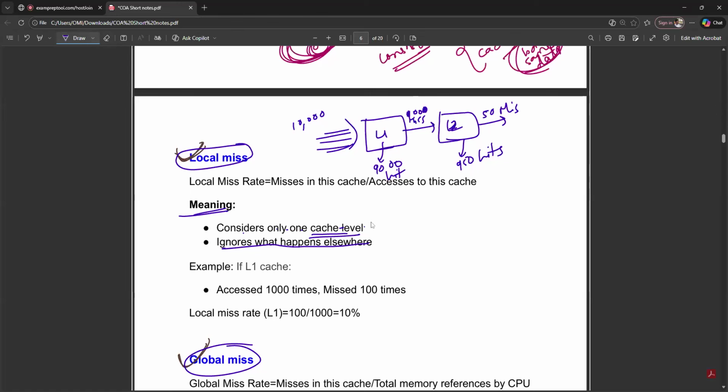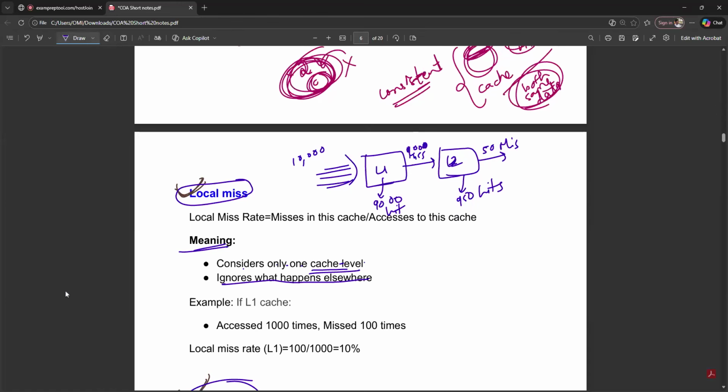Okay, so let's say this is the case that 10,000 memory references are given to the L1. So from the L1, 9,000 hits will be there and 1,000 misses will be there. If 1,000 misses are there from the L1, 1,000 requests go to the L2. Out of which 950 are hits and 50 are misses. So consider this.